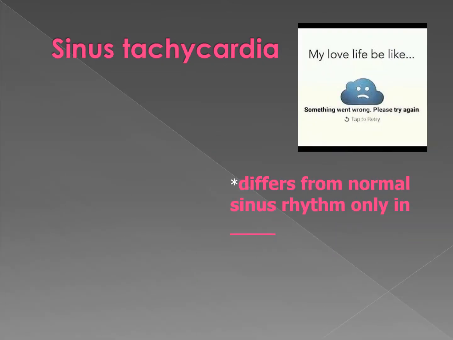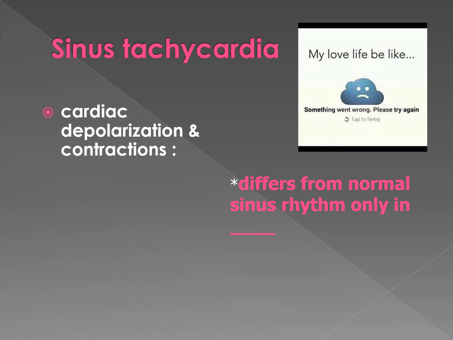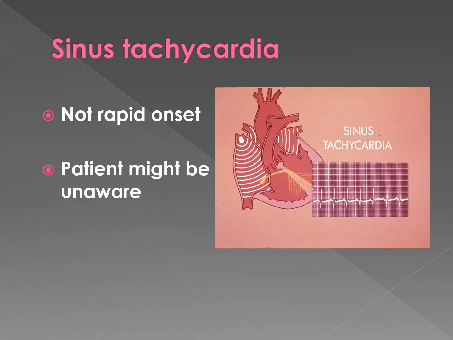Fast rate. Sinus tachycardia has cardiac depolarizations and contractions in a normal sequence. It differs from normal sinus rhythm only in the rate. In other words, everything else looks normal except the rate is 100 to 160. The normal PQRST complexes are usually seen, so you'll have everything there. They're just going to be closer together. So closer together is what you'll see with our QRS complexes. They're smushed together because the heart's going really fast.